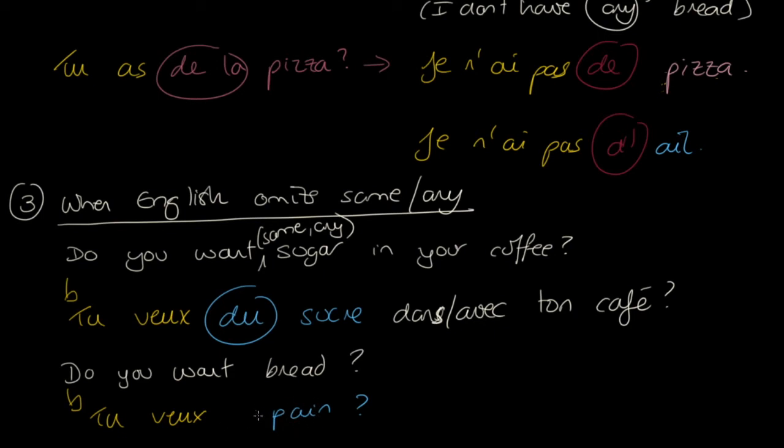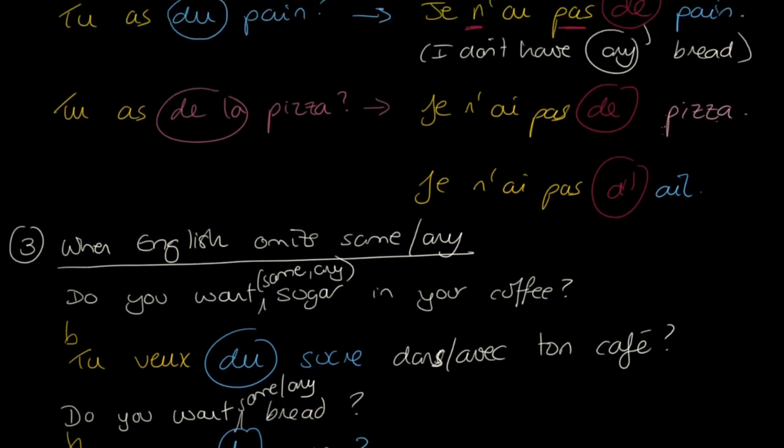It doesn't like being alone. It wants something to go with it. It wants an article or an adjective in front. So stop and think, what am I actually saying here? Do you want bread? Well, what I'm really saying is, do you want some bread? Or do you want any bread? So my word for some or any in a positive sentence is du. Tu veux du pain? Do you want some bread?